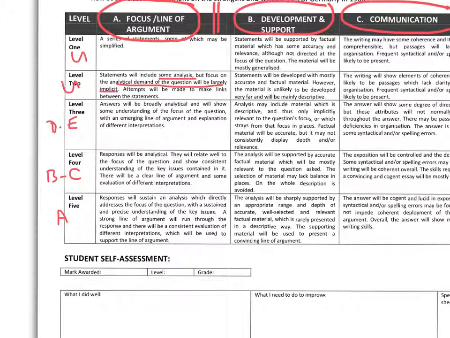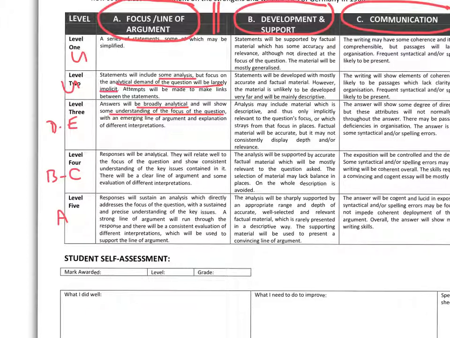Now moving into the A-level grades to get E, sticking on the analytical side, at the lower end, D to E, answers will be broadly analytical and will show some understanding of the focus of the question. And that's got to be sustained pretty well throughout the response. It can't just be touched once.